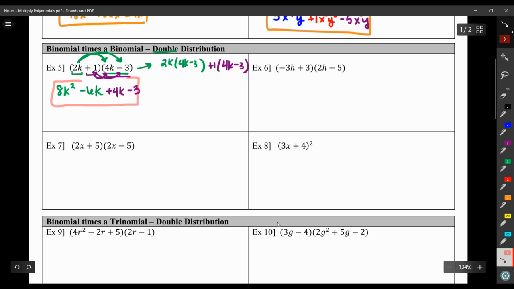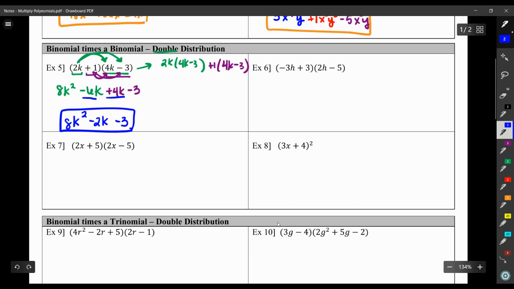Now that you're here, let's think about what this means. I need to see if I can combine anything together. I see -6k and 4k are like terms. So I can add -6k and 4k together to make -2k minus 3. So this is the simplified version of this multiplication. This actually took an extra step.